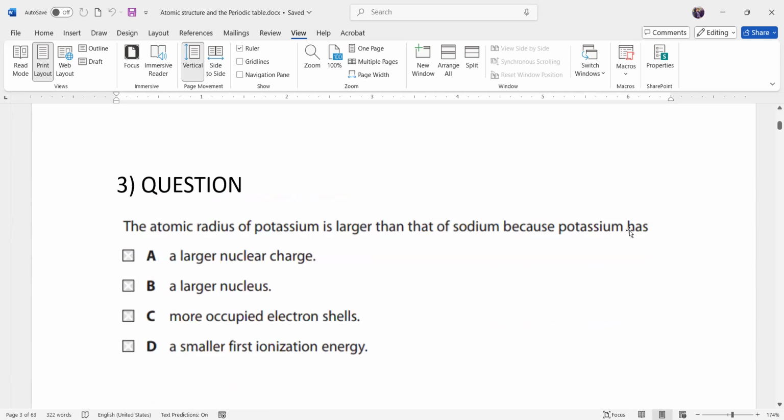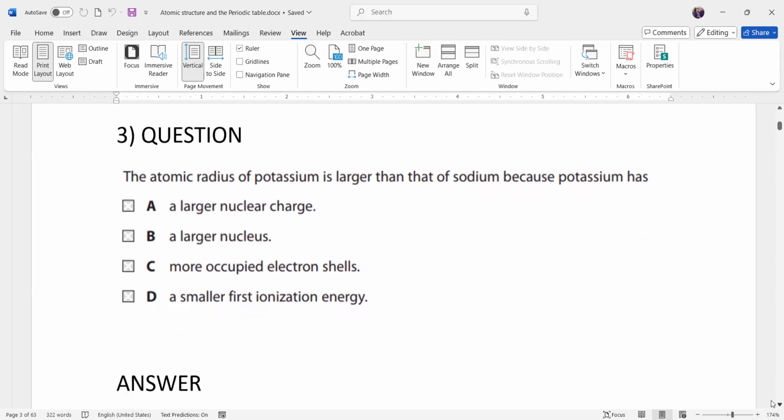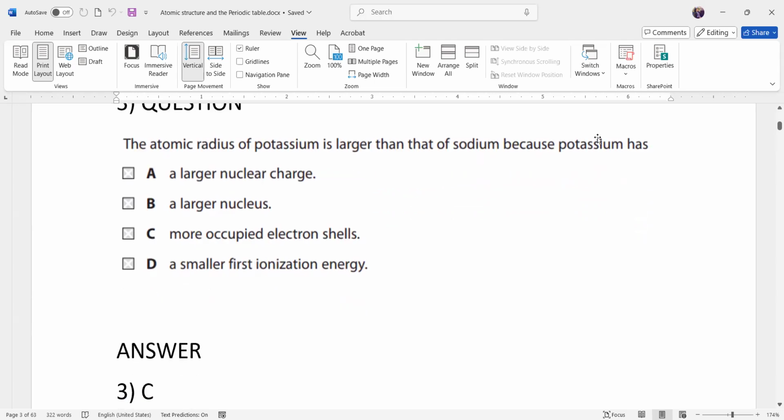The atomic radius of potassium is larger than sodium because potassium has, what is the reason for that? So the atomic radius of potassium is larger than that of sodium. So what is the reason? Larger nuclear charge. So even though it's a larger nuclear charge, that is not the reason for that.